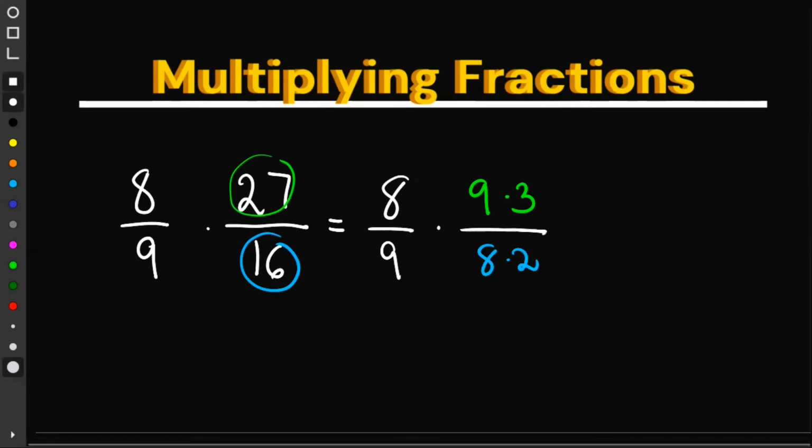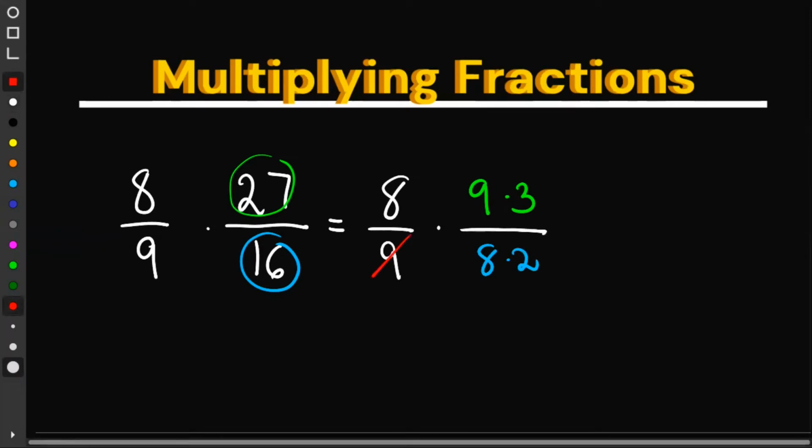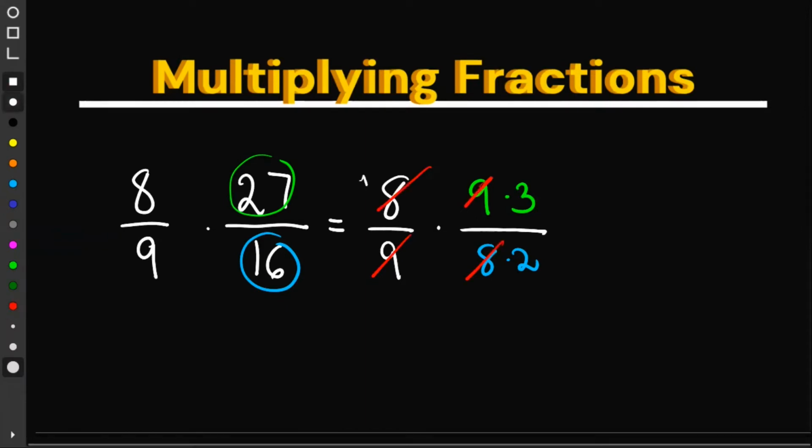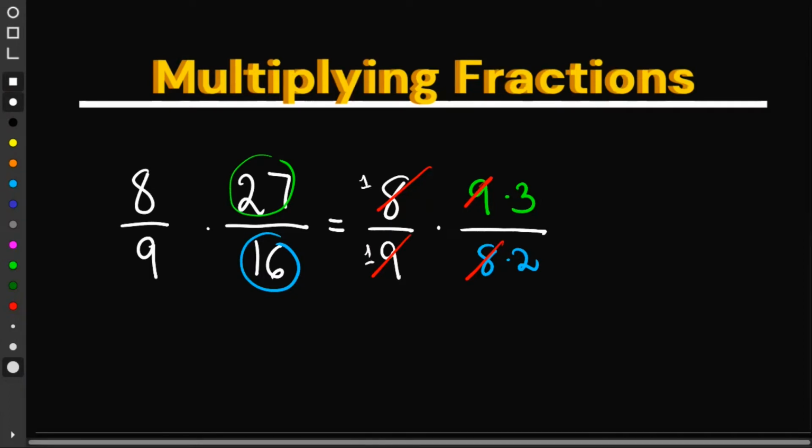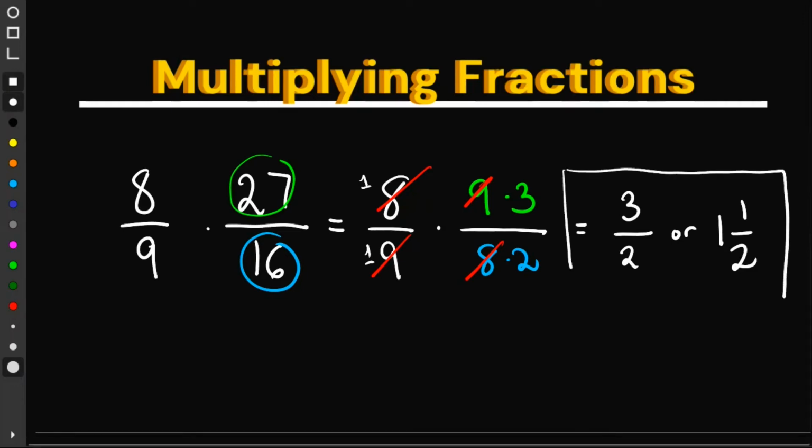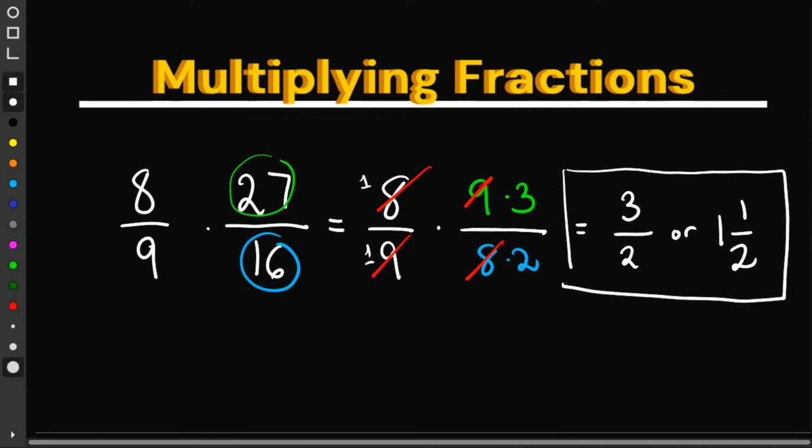So from here, we can observe that we can actually cancel out the 9 out here and the 8 out here. So this one will become 1. So this would give us 3 over 2, or 1 and 1/2. And that is our final answer. So as you can see here, by simply simplifying the fractions, we were able to avoid the unnecessary multiplication of numbers that would give us a very large outcome, which would be hard to simplify later.